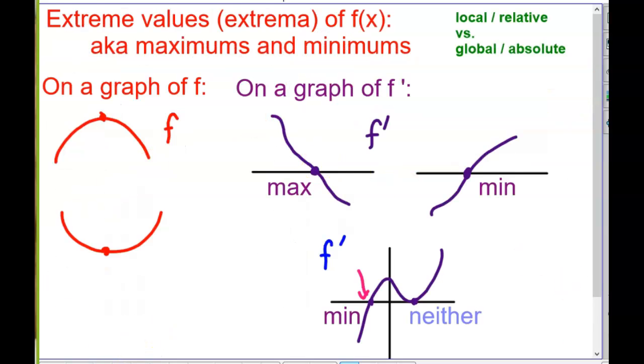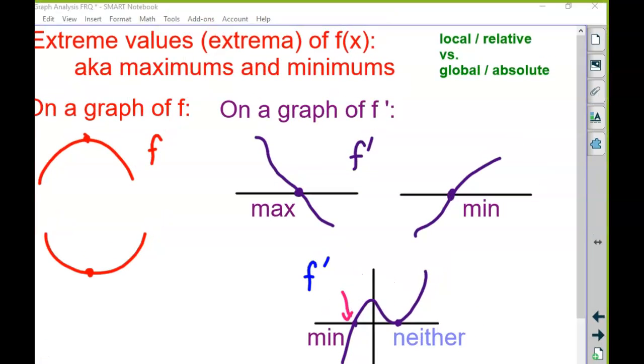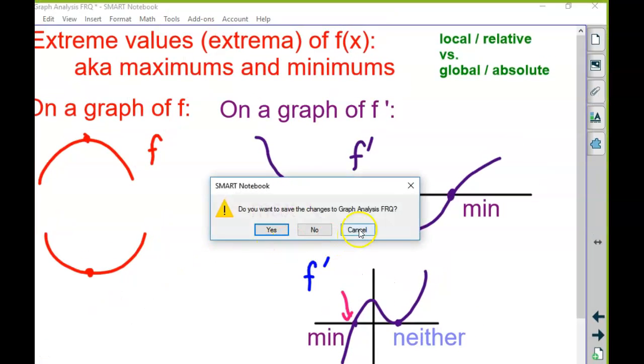Okay, so we're going to do a quick review. I got to slide this over. Oh, wrong button.